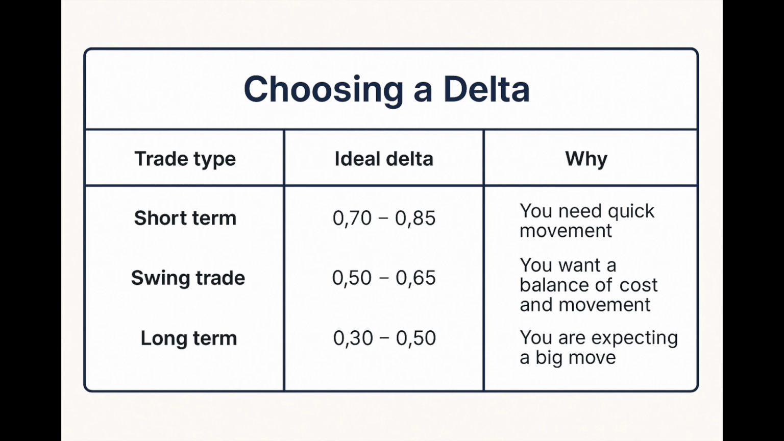If you're swing trading, which is holding for 2 or 3 days to more than a week, a delta of 0.50 to 0.70 works perfectly fine. And if you're holding something for longer term, especially more than a month, like 2 months, 3 months, 4 months down the line, 0.30 to 0.50 works good. Hope this offered a decent explanation for delta.